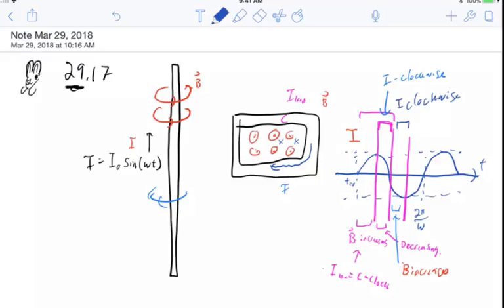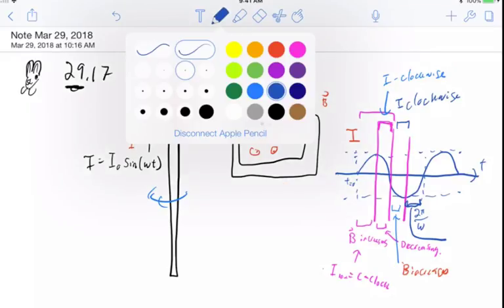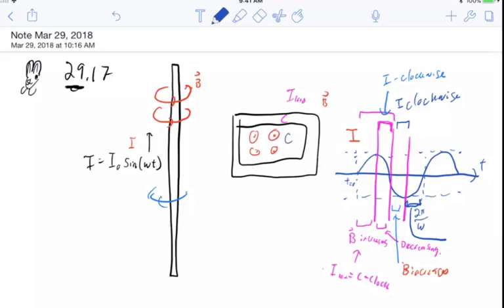And then for this last time interval before the cycle completes, the current is decreasing, so the magnetic field strength will be decreasing. And so Lenz's law says that the loop's current is going to try to replace that missing magnetic field. So it's going to go, oh, come back, magnetic field, I miss you, which is a current in this direction. So this one is I counterclockwise.